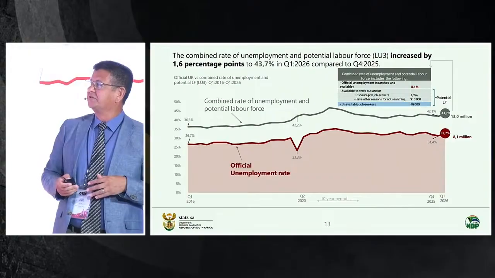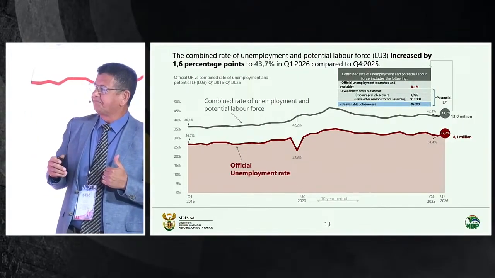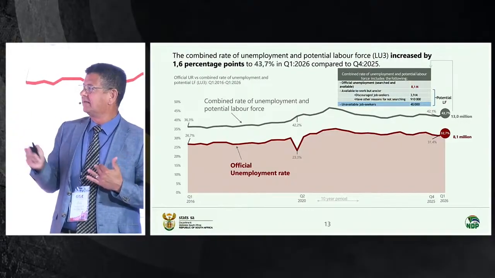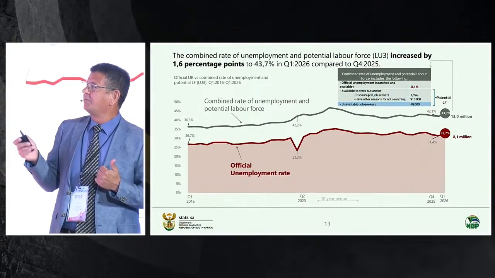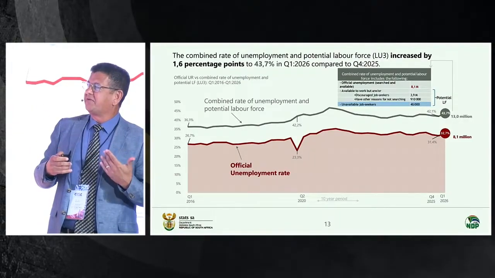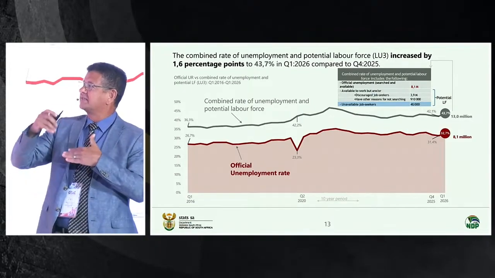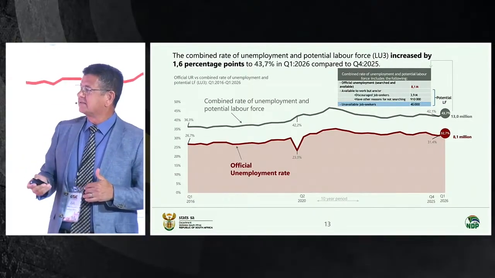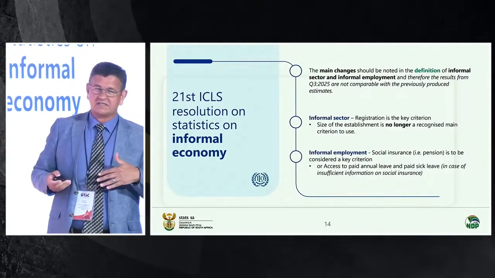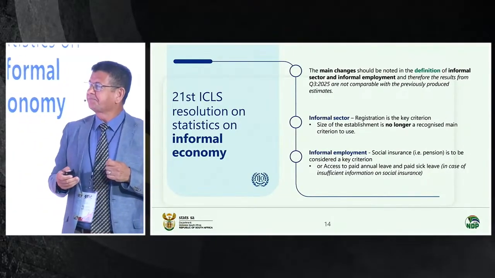Just as a longer time frame, we can now map in the red squares the official unemployment rate, 32.7, 8.1 million, and we can also now plot the combined rate of unemployment and the potential labor force that sits obviously a bit higher than this. I will not go through each and every one of these numbers. You will receive the PowerPoints as well if you want to reflect on them.